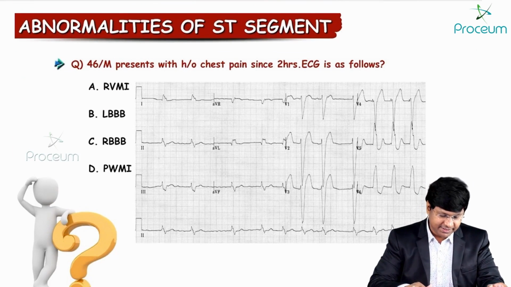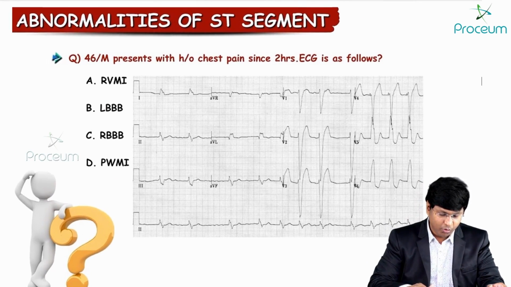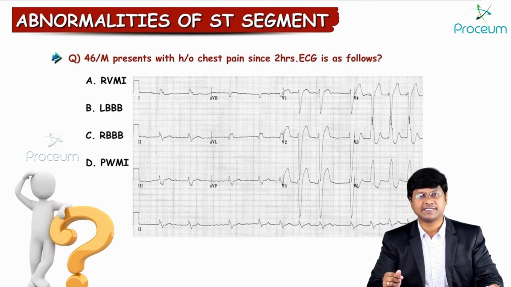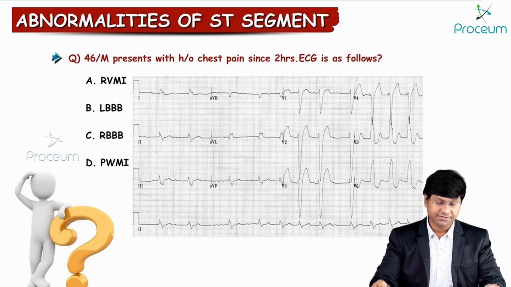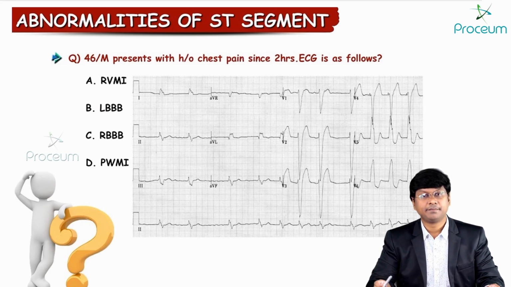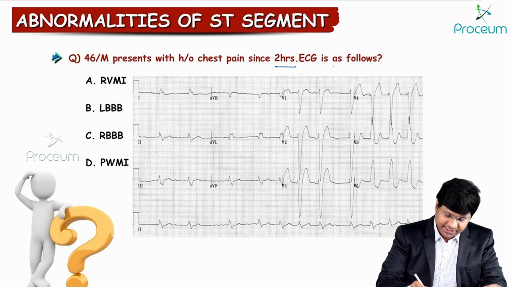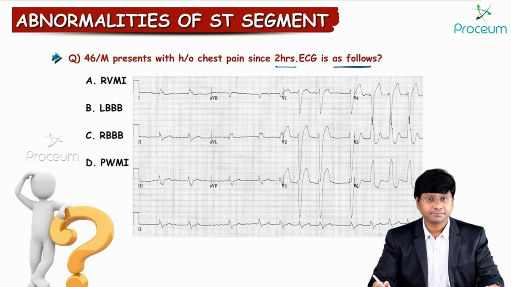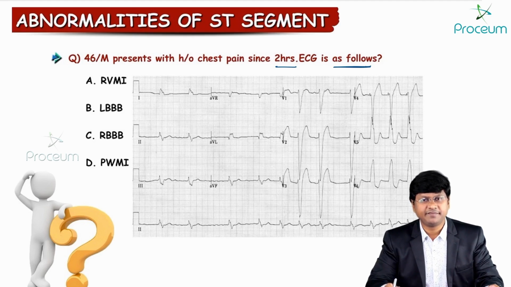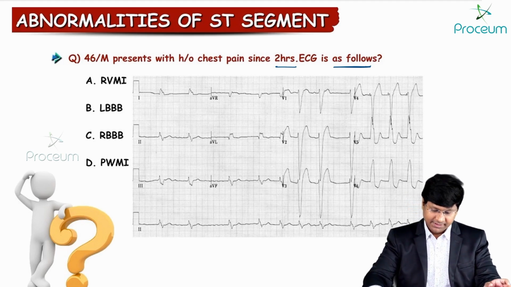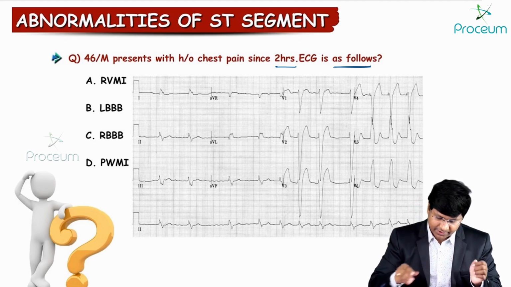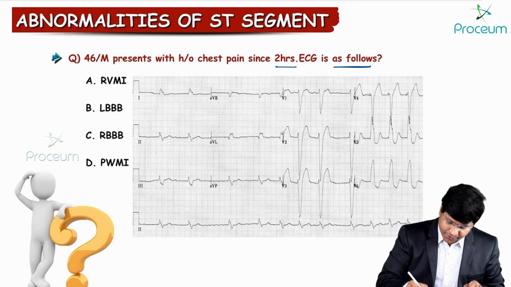Now, what is it that we are discussing? We are trying to discuss what are all the various conditions where you will have ST segment elevation. See the question. A 46-year-old male presents with a history of chest pain since 2 hours. ECG is as follows. Right ventricular MI, left bundle branch block, right bundle branch block, posterior wall MI. See, what is the abnormality you can make out in this? First and foremost, you should be able to make out that there is a wide QRS complex.